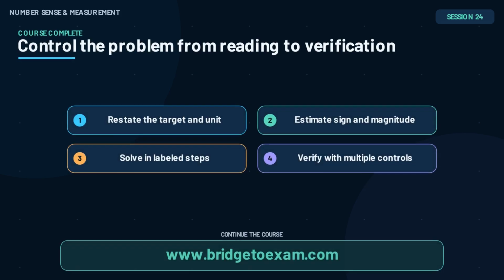You have completed the course. Restate every target with its unit, estimate sign, and magnitude. Choose a relationship instead of reacting to a keyword, solve in labeled steps, and verify with inverse operations, dimensional analysis, and context.